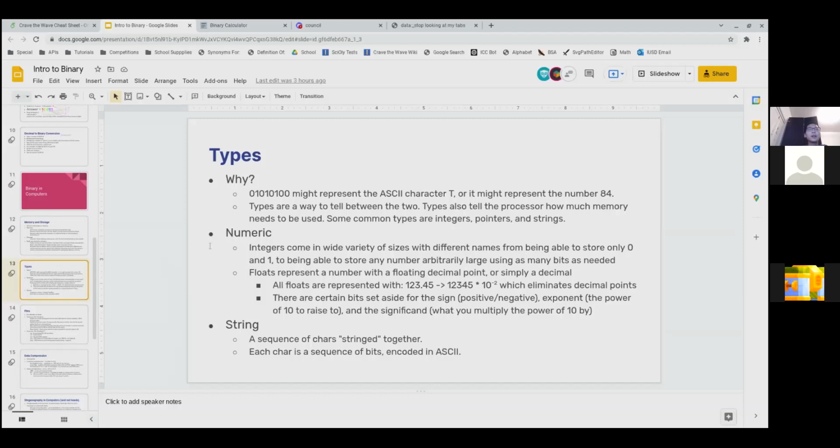So in most computer languages, for example, 0, 1, 0, 1, 0, 1, 0, 0 might represent the ASCII character T, or it could also represent the number 84. So types are a way of telling between the two. For example, there's numeric types, where an integer is a numeric type because it's a number, but then there's also strings. For example, T is a string because it's a character.